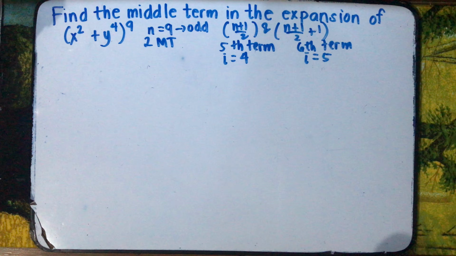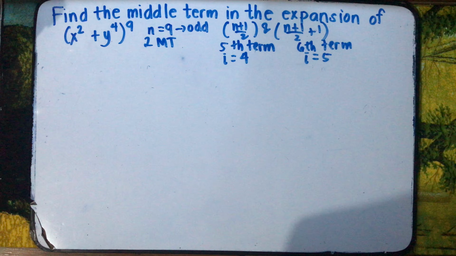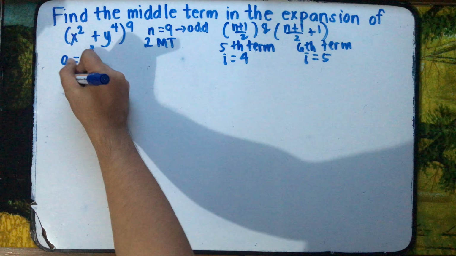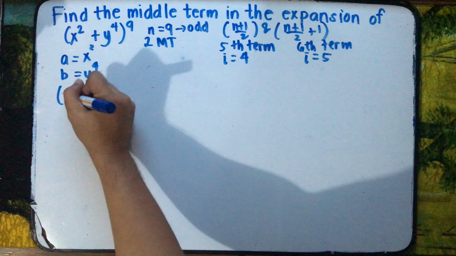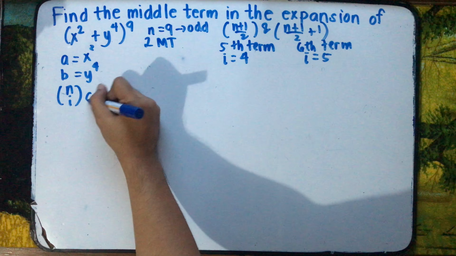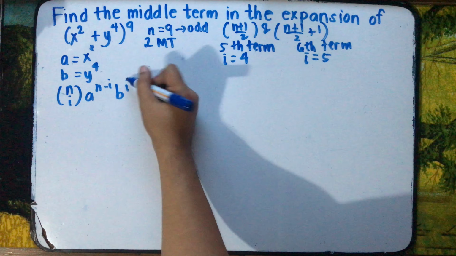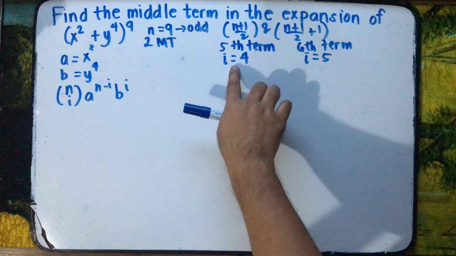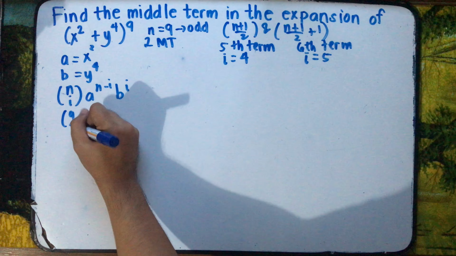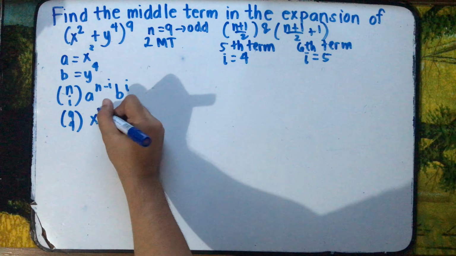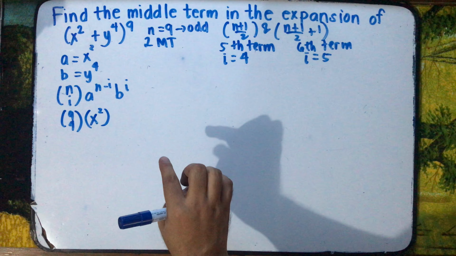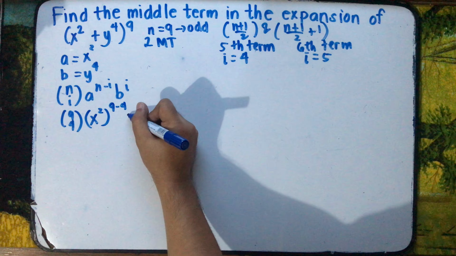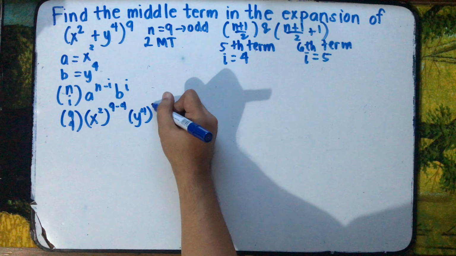Okay, for the first middle term, so let us first write A is equal to x squared and B is equal to y raised to 4. So let us now try to write n combination I times A raised to n minus I, B raised to I. For the first middle term, therefore we'll be using I is equal to 4. That is 9 combination 4, A, which is x squared, and then raise that to n minus I, that is 9 minus 4. B raised to I, which is y raised to 4 raised to 4.